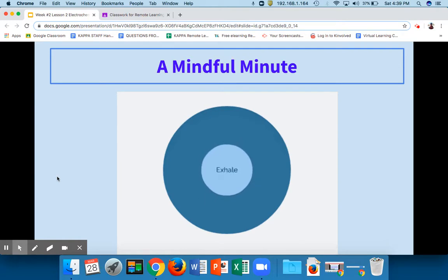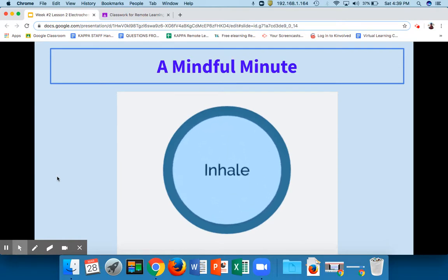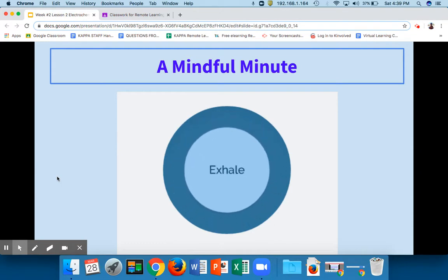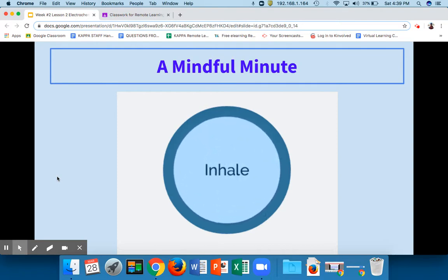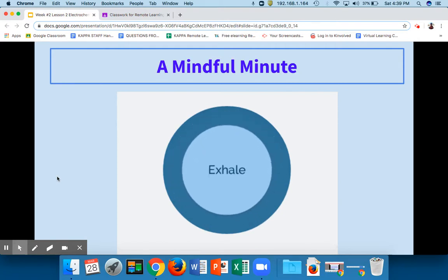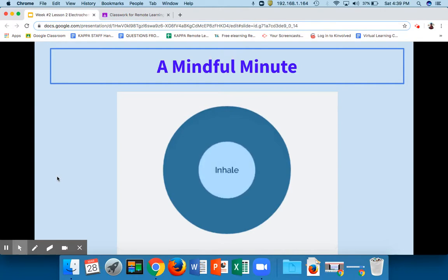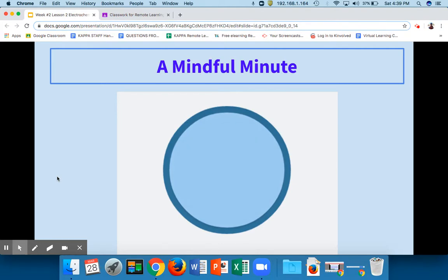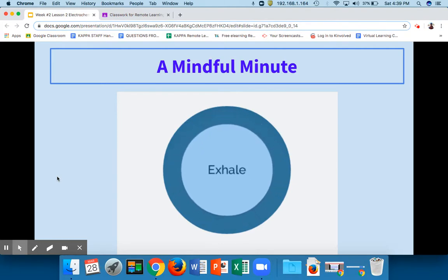We're halfway there. Deep breath in, taking that energizing oxygen. Exhale, releasing stress and tension. Inhale, energizing oxygen. Exhale, releasing stress and tension. Last one, deep breath in. And releasing stress and tension as you exhale.